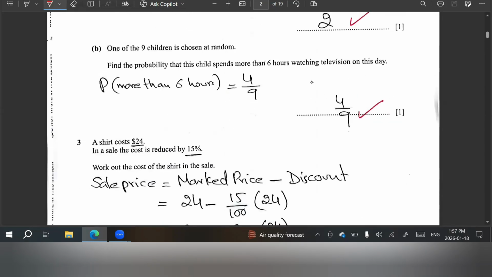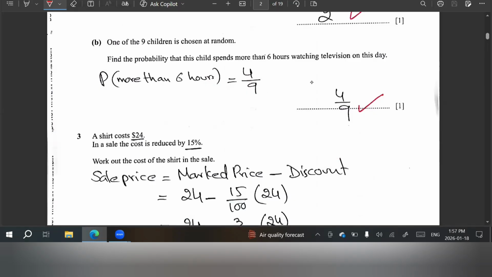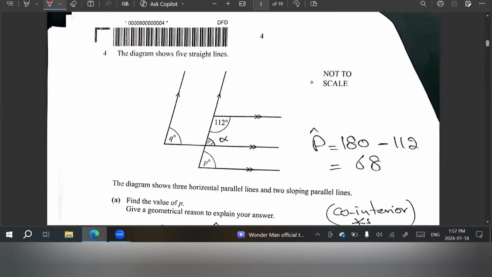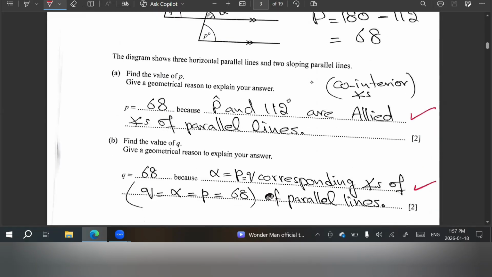Sorry. Question number, we are working on question number 4. Here we have the diagram that shows three horizontal parallel lines and two sloping lines. Find the value of P.